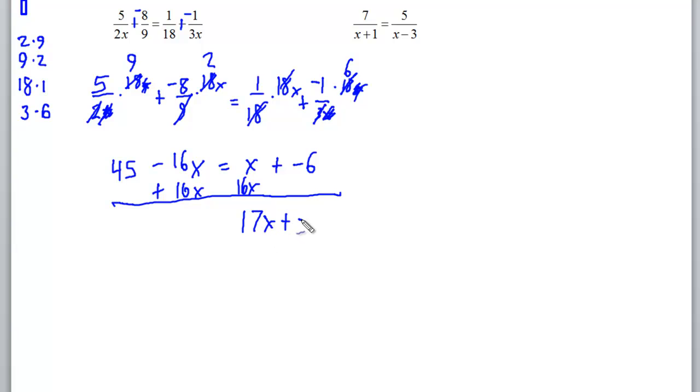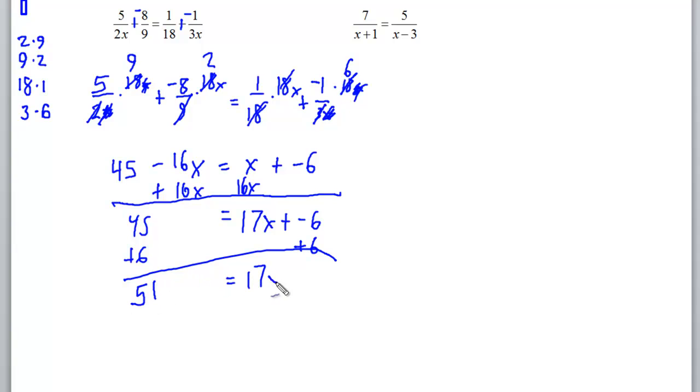17x plus negative 6. I got 45. Add the 6 to both sides. Whoa, sorry about that. 51 is equal to 17x. Divide both sides by 17. And we do the work there. 51 divided by 17, 3 is equal to x, or x is equal to 3.